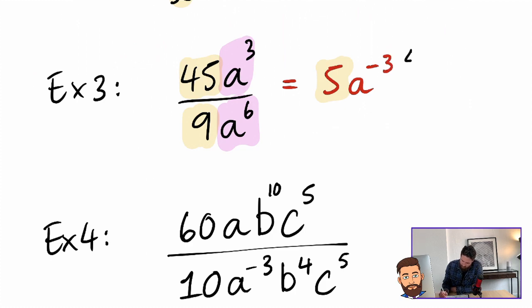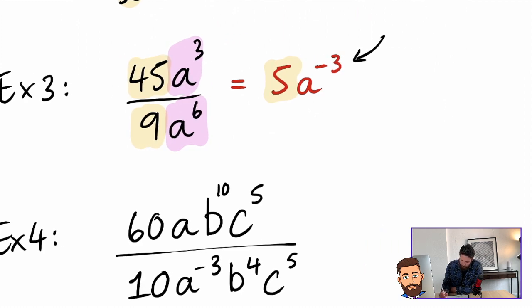So again, I'll just put a little arrow to that to explain where it's come from. It's come from 3 minus 6. Because the law says you do the first power minus the second power. And 3 minus 6 takes you down to negative 3. Okay, so you treat the whole numbers, do them separately. You treat the indices separately, and you do those.